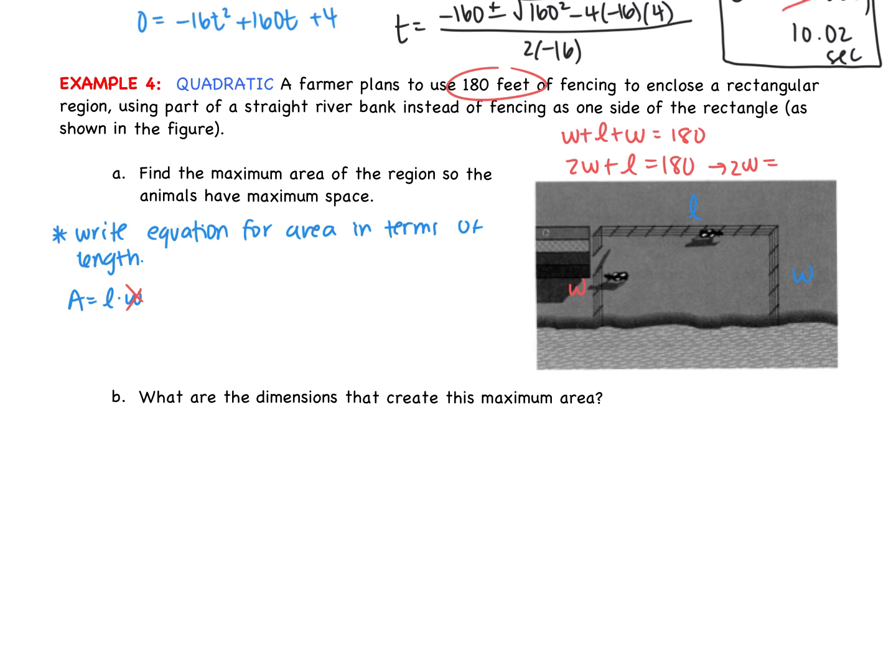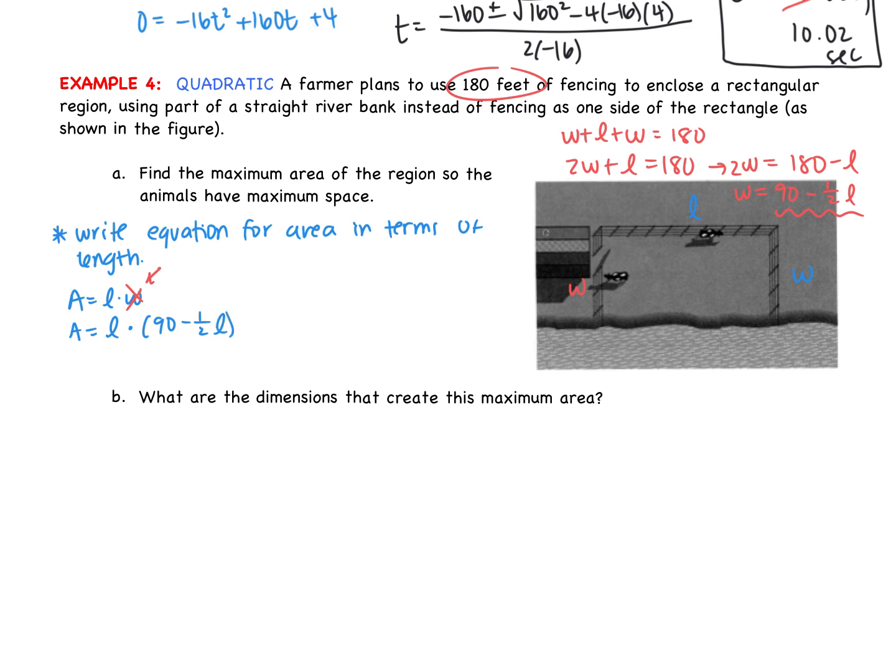So we get 2W is equal to 180 subtract L. We want to get rid of width, so we have to solve for width. When we divide by 2, we get 90 subtract 1/2 L. 180 divided by 2 is 90, and 1 divided by 2 is 1/2. This is what goes in place of our W. So in our equation, we get length times 90 minus 1/2 length.